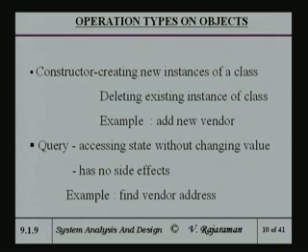A constructor is an operation type on objects. What kind of operations on objects can I perform? A constructor is creating a new instance of a class, or deleting an existing instance of a class. For instance, add a new vendor. In other words, I should really say that I'm updating, putting in a new instance or deleting an existing instance.